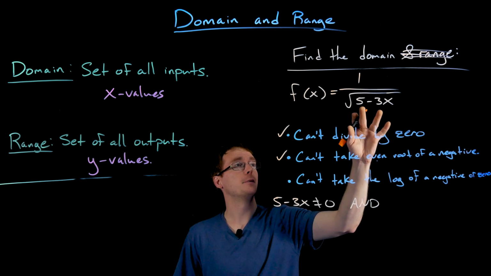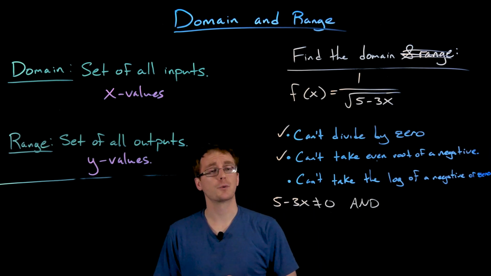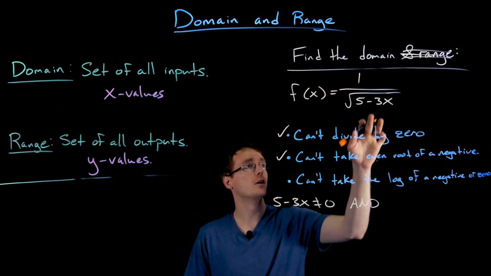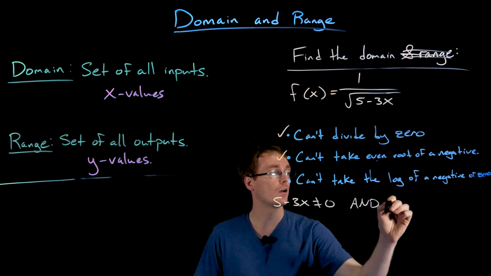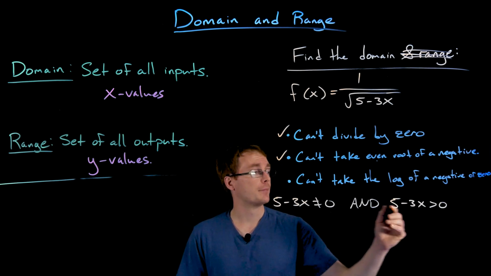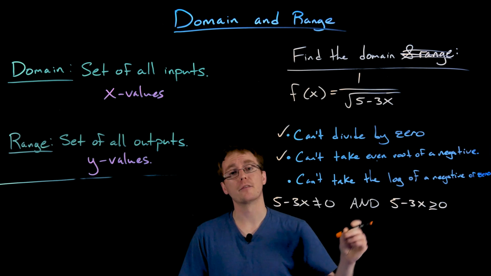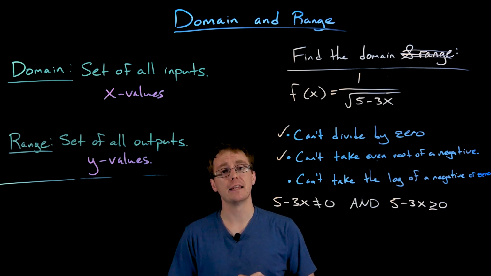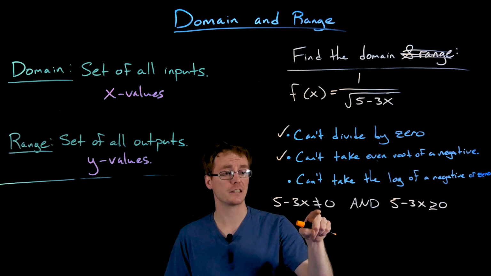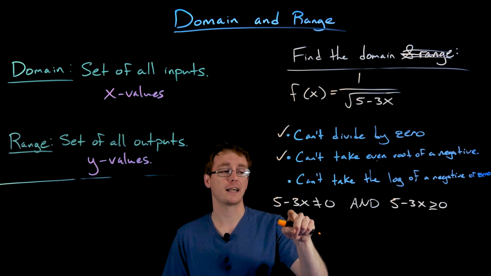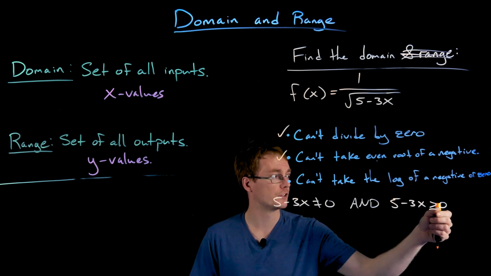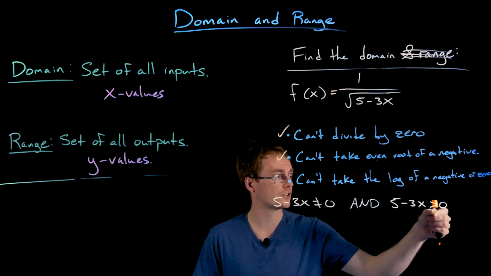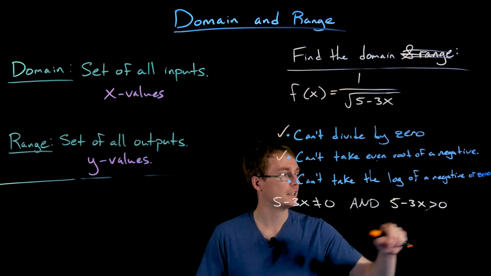And we also need to make sure that thing underneath our square root, our radicand, if you will, has to be positive as well. And so that quantity 5 minus 3x has to be greater than or equal to 0 to avoid taking the even root of a negative number. But if we think about that first condition where 5 minus 3x is not allowed to be equal to 0, then we can really consolidate or combine these conditions together.